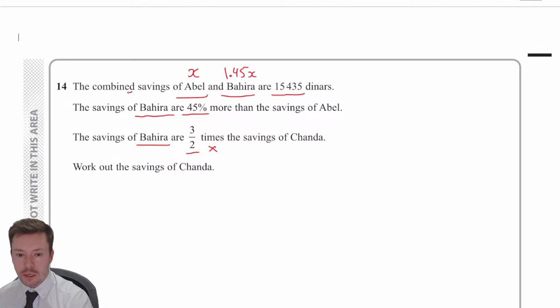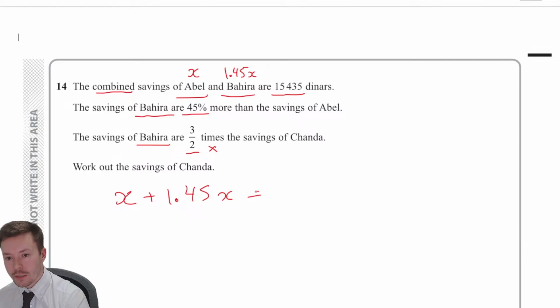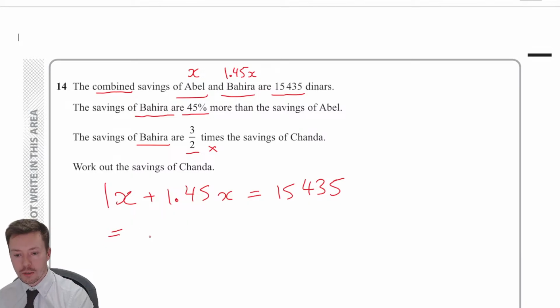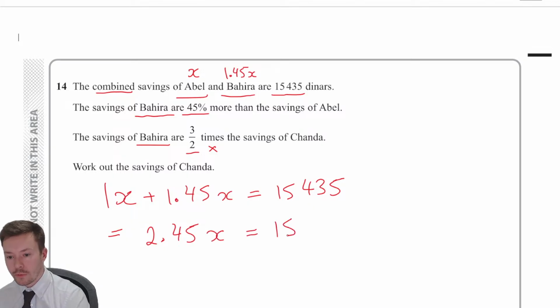Now, the combined savings, so if we add those 2 together, so x add 1.45x, that's equal to 15,435. Now, nearly dropped the calculator. This x doesn't have a number in front of it, which means it's 1. And then we just add the numbers in front. So we get 2.45x is equal to 15,435. Then we're going to divide by that decimal in front of the x, so 2.45.